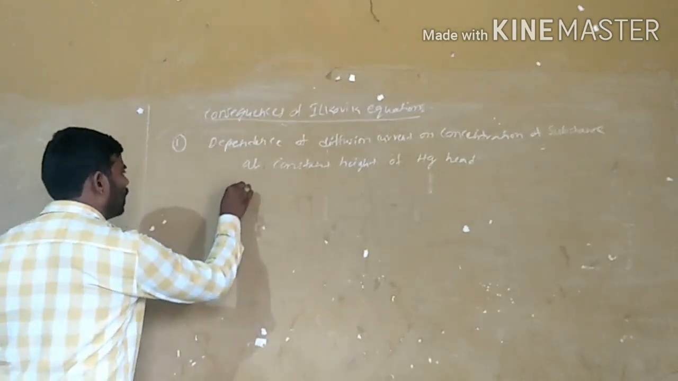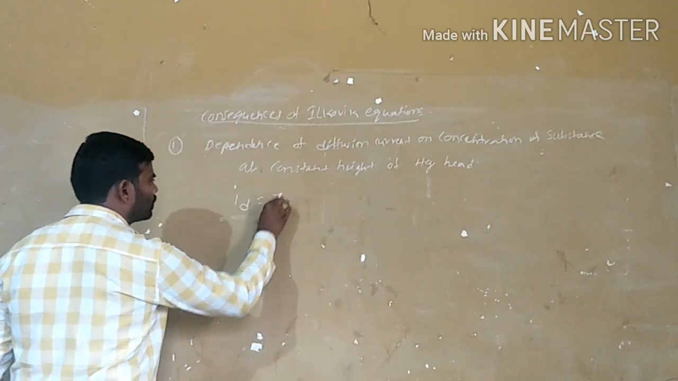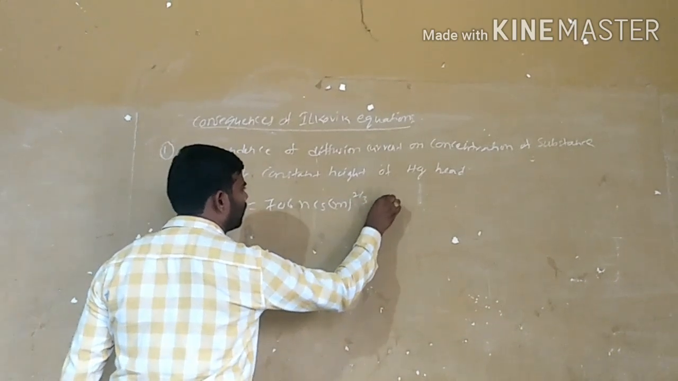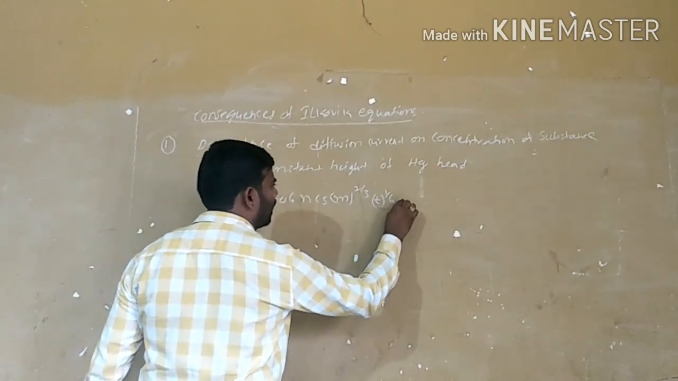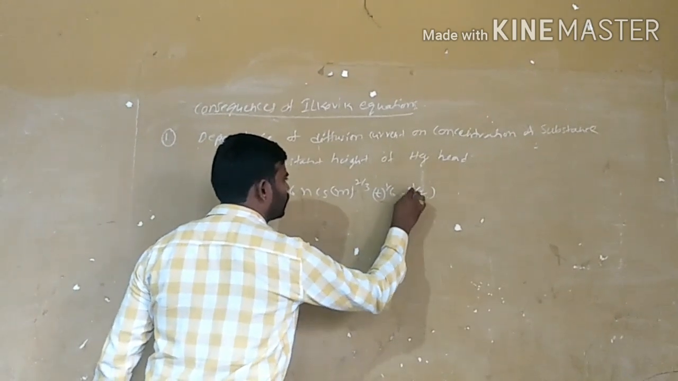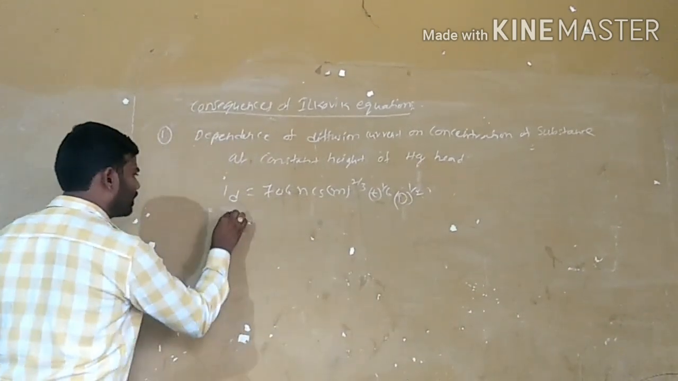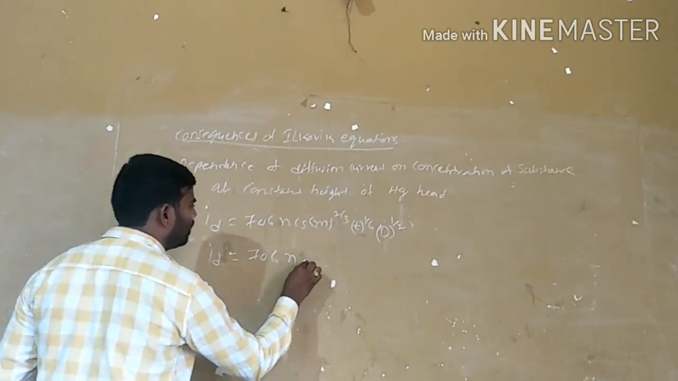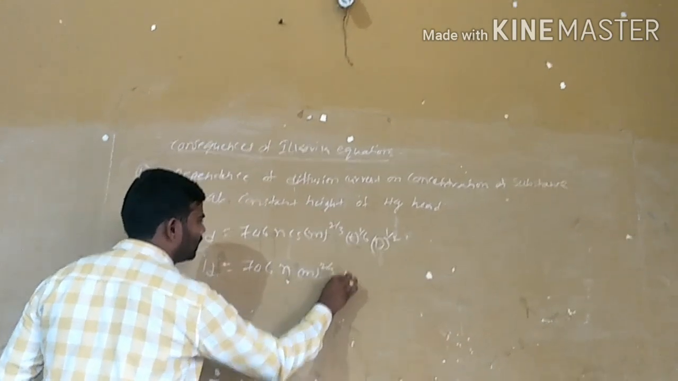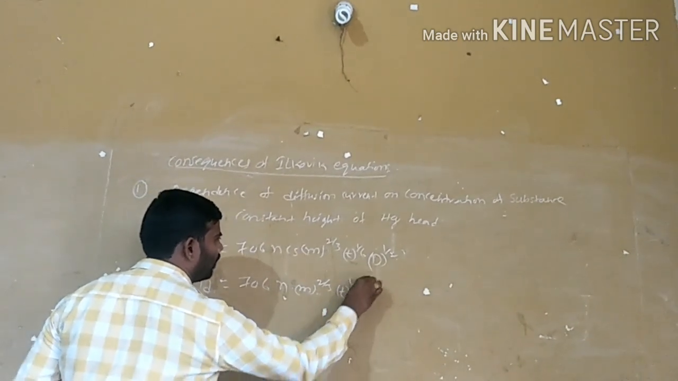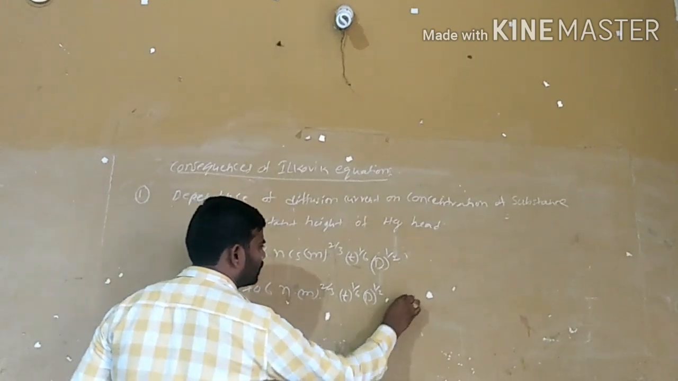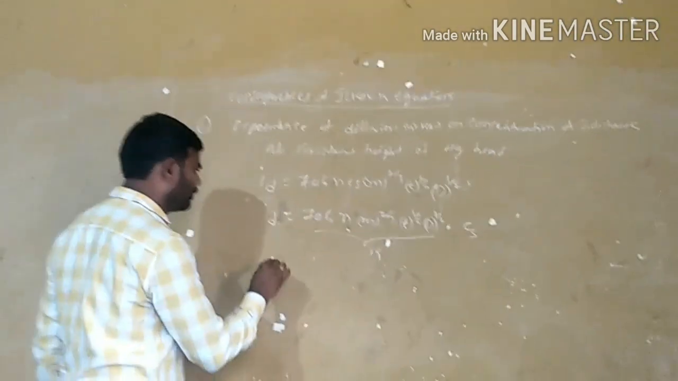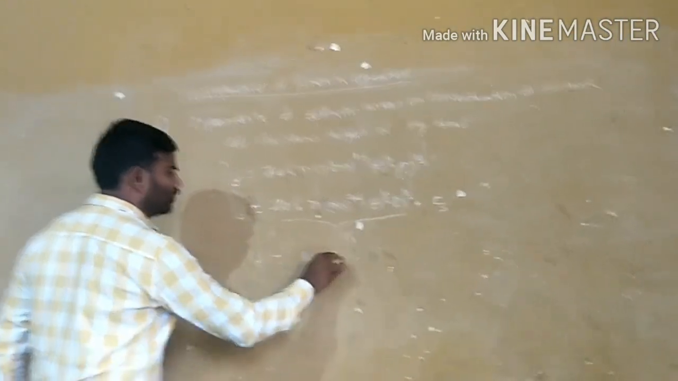The Ilkovic equation for the maximum current is ID equal to 706 n C D^(1/2) m^(2/3) t^(1/6). From this equation, ID is equal to 706 n D^(1/2) m^(2/3) t^(1/6) into C. From this, the total of the constant terms I am taking as a constant K. This ID is equal to K into C.